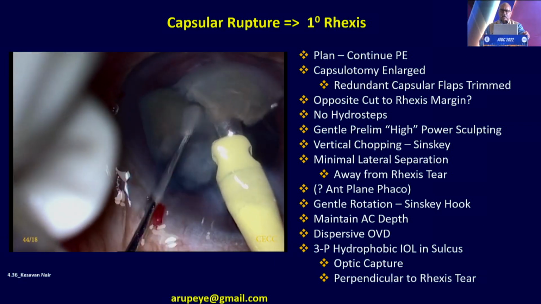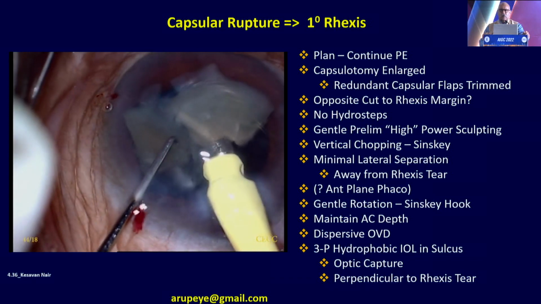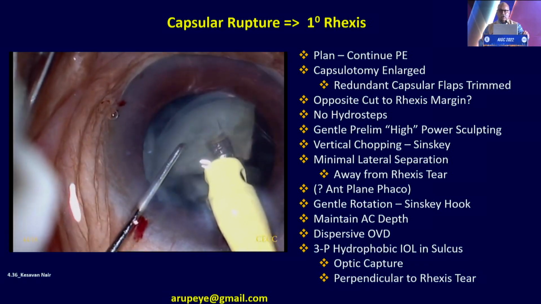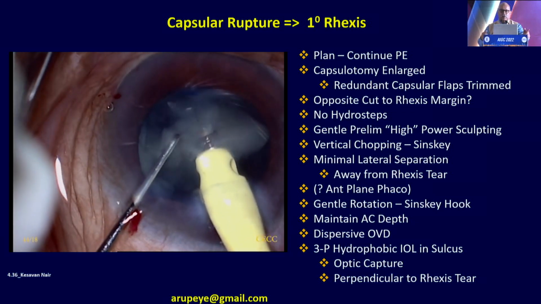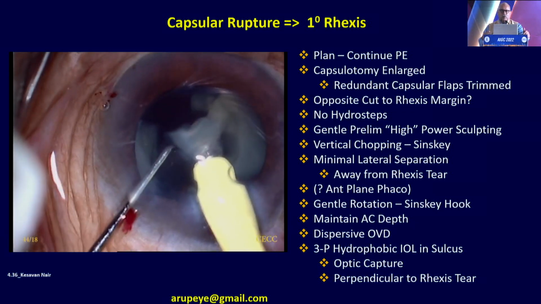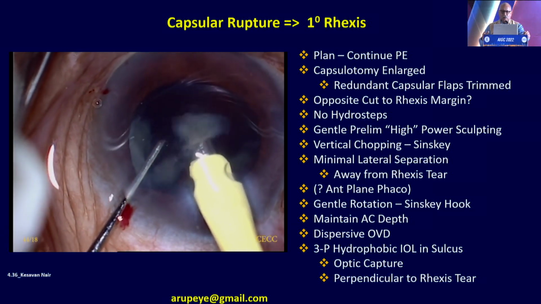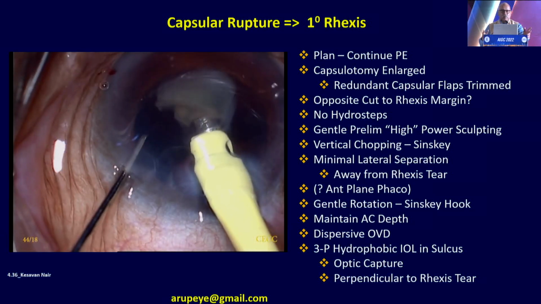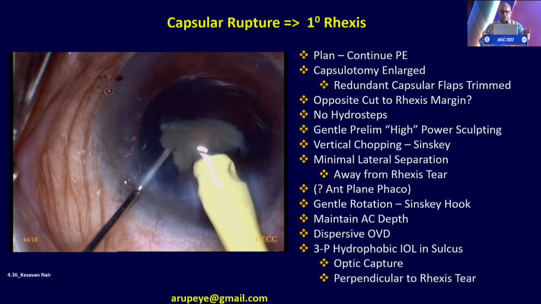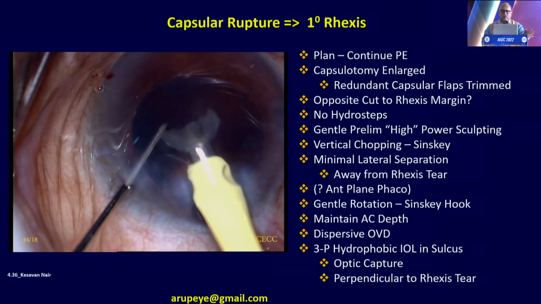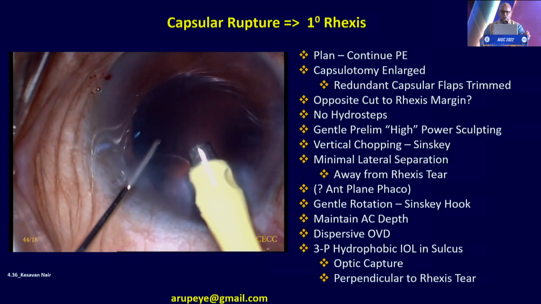At all points in time, the anterior chamber depth has to be maintained, because if it becomes shallow, then again there is more stress on the capsular tear that has happened, and it may progress into a wraparound tear with a posterior capsular issue. So make sure that you keep the AC deep all the time. Use a dispersive OVD, partly to fill up the anterior chamber and protect the corneal endothelium.